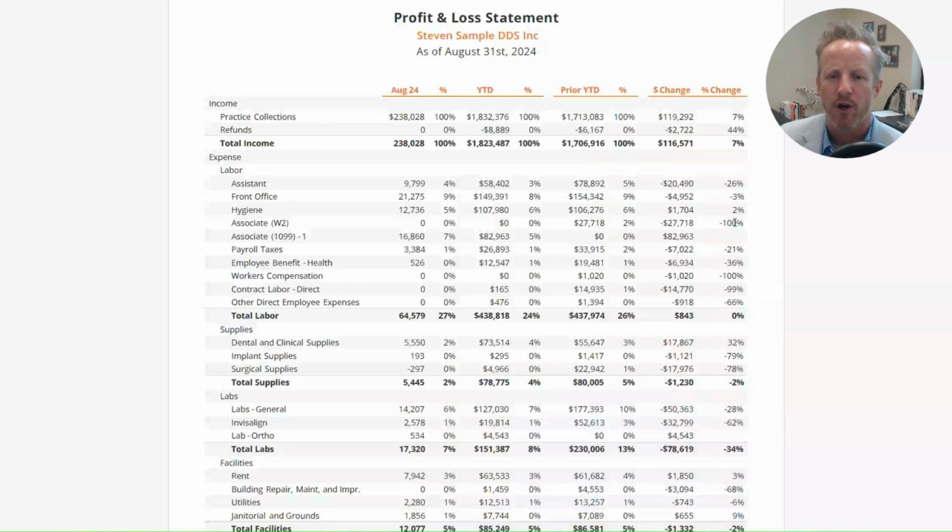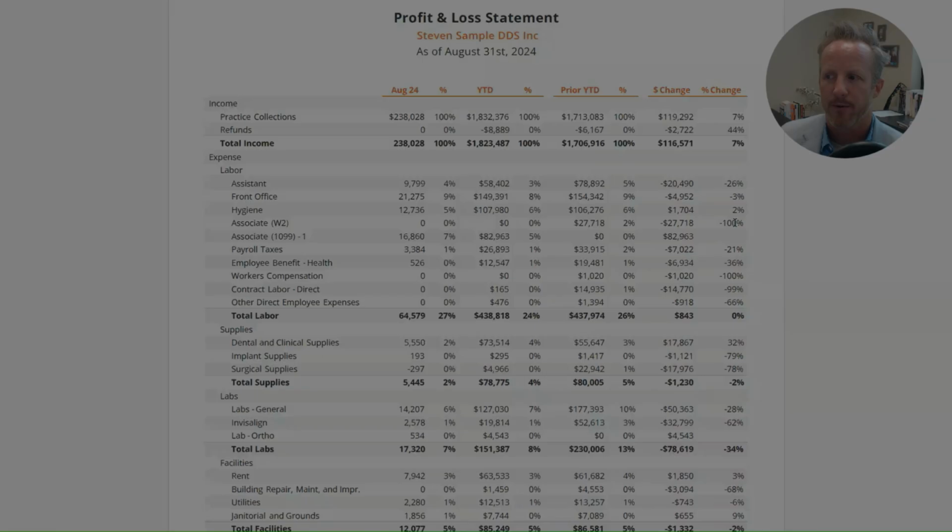All right, let's go on to part 2. What are the industry standards for each of these 6 categories of overhead? Let's start off with labor.